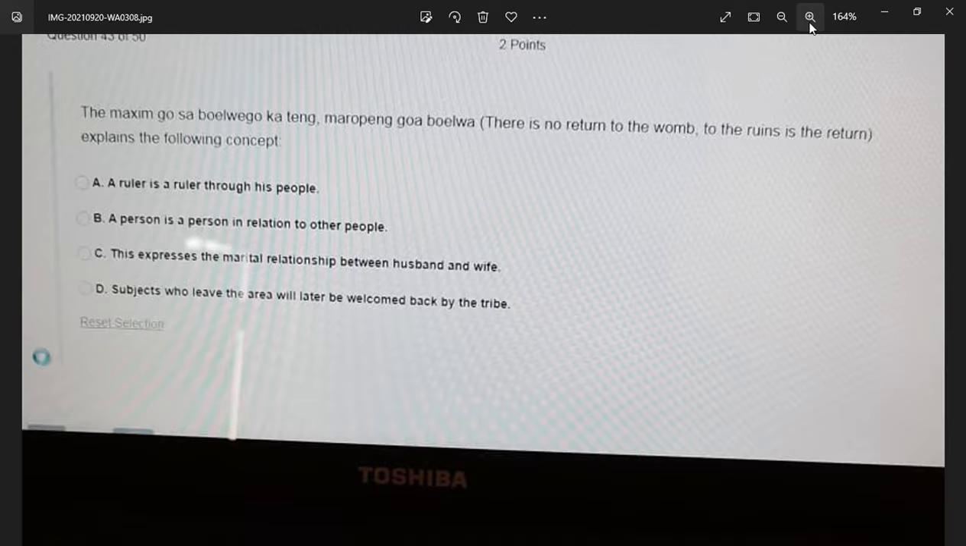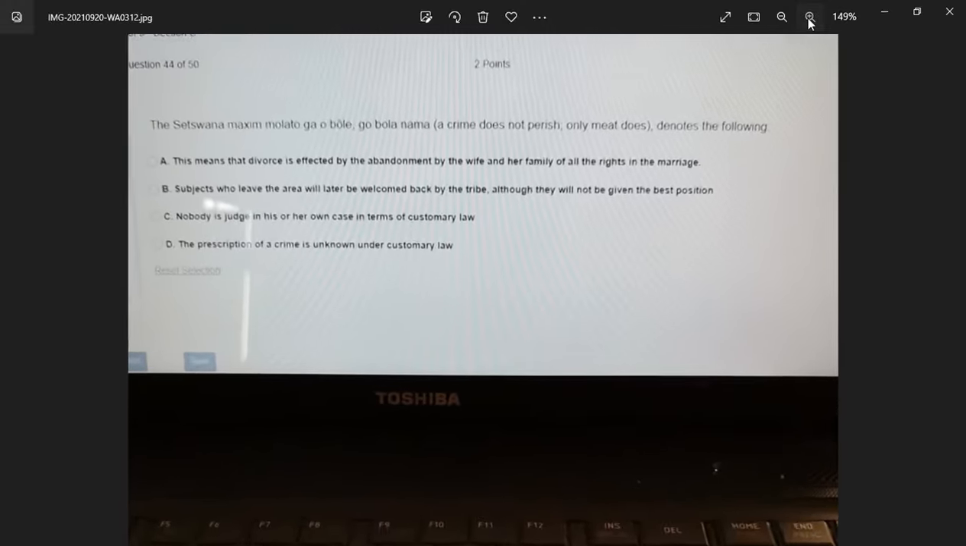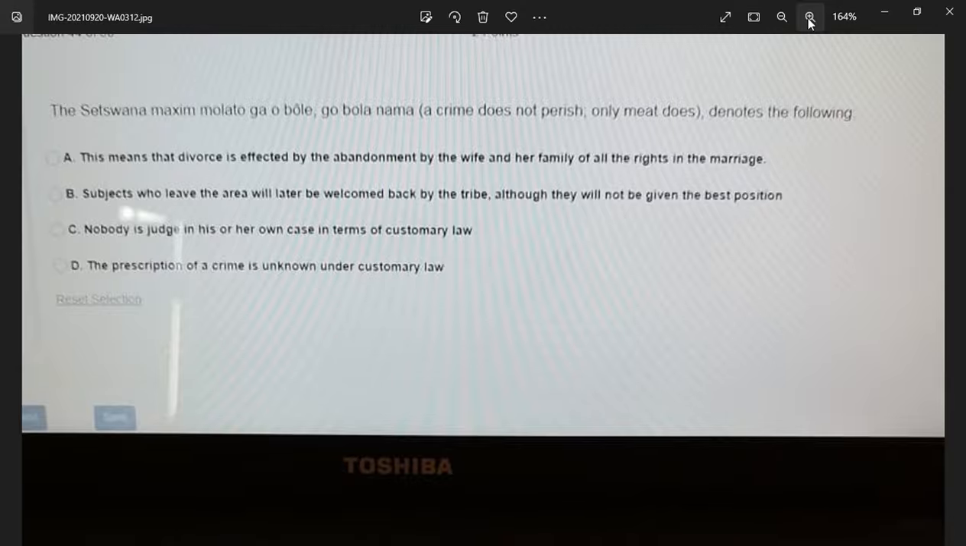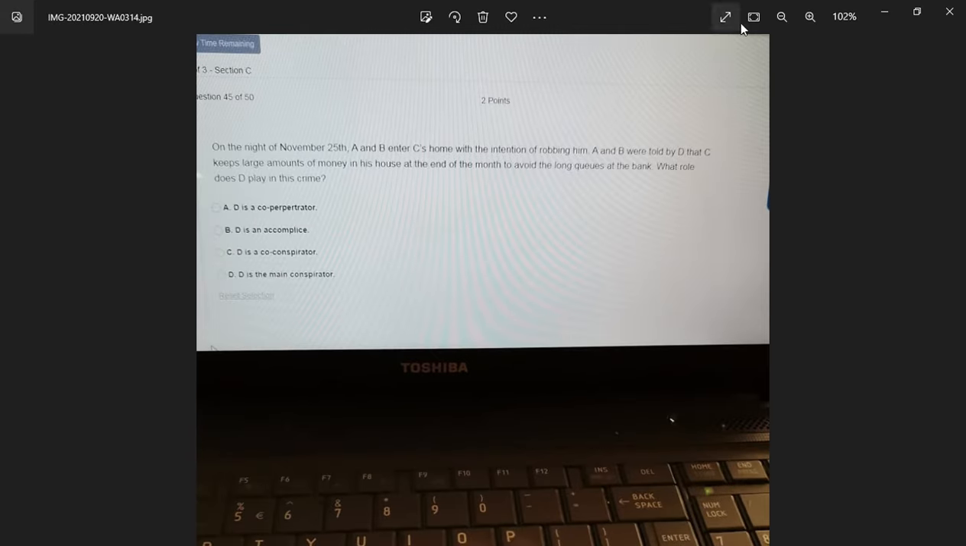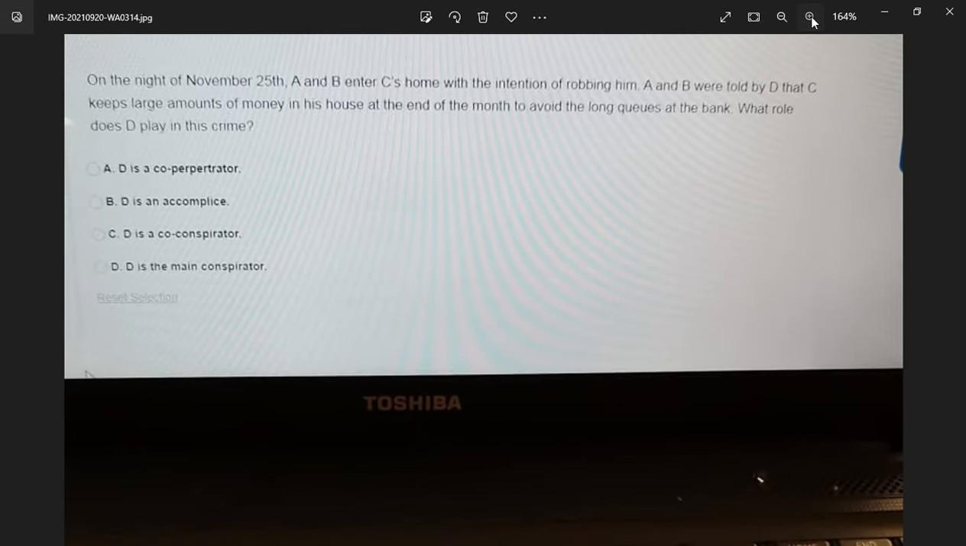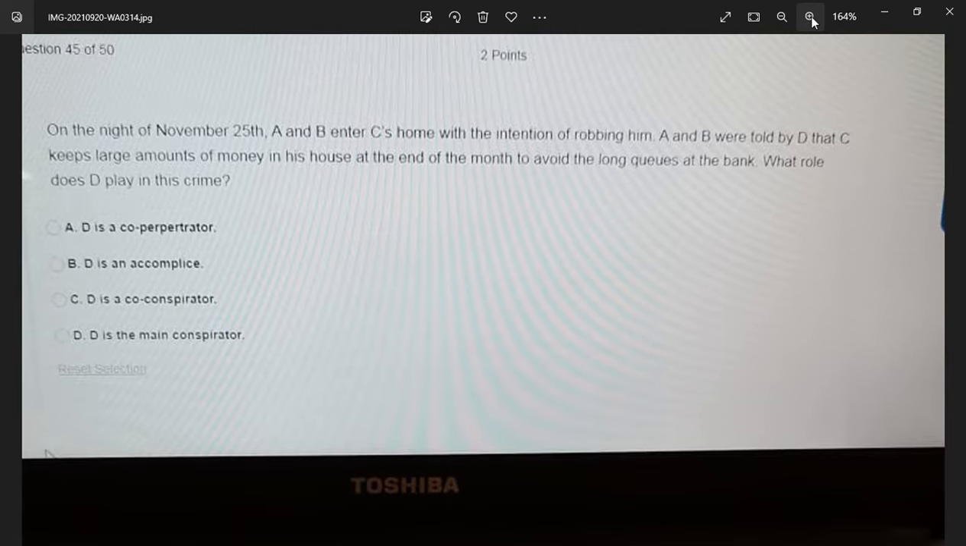The maxim ho sabu lweho kateng marupeng haubulwa, something like that. I don't know. Oh, there is no return to the womb. The return is explained by the following concept. The Setswana maxim molato ga o bole, go bola nama, as a crime does not perish, only meat does, denotes the following. You just search for these keywords there, like molato or nama, something like that. Then you're going to find the answer quickly on your study guide.